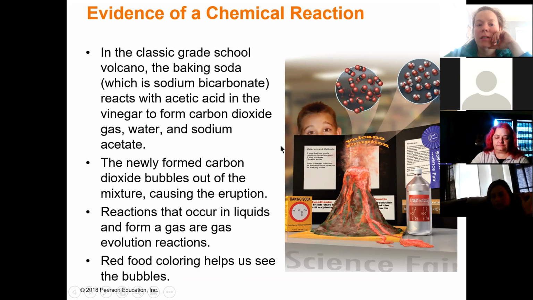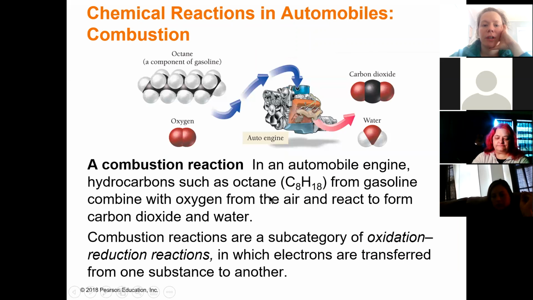So as far as evidence of a chemical reaction, if you ever made one of these volcanoes for a science project when you were a little kid, you used vinegar and baking soda. This is a neutralization reaction. One of the products that's formed is carbon dioxide. The carbon dioxide will bubble out of solution, and that's what causes it to erupt. This is specifically called a gas evolution reaction. We'll look at that a little later. You can add red food coloring to it, but that doesn't really have any chemical effect.